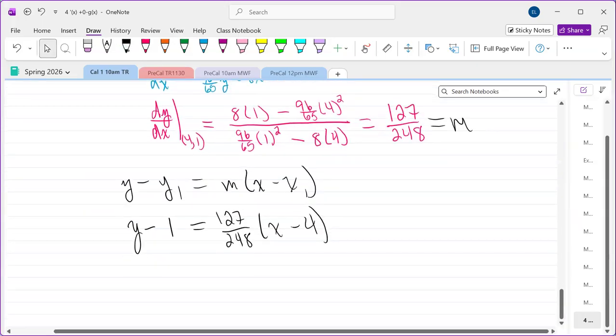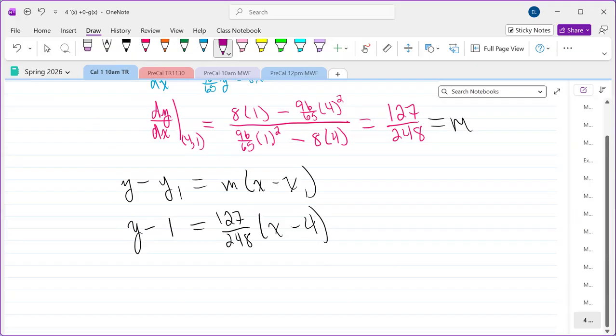Now for the test, stop right there. That's good. For web work, we're going to have to distribute and then add the 1. For work, you can just add the 1. You can just write it.